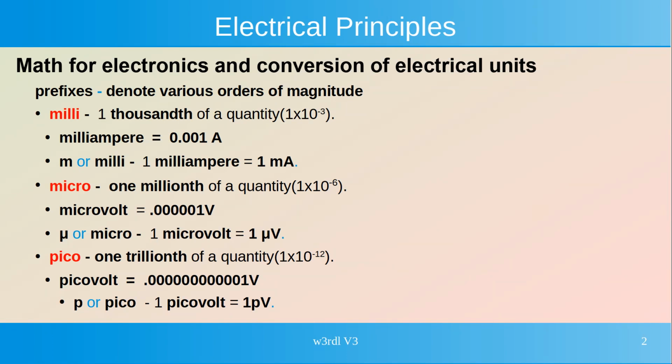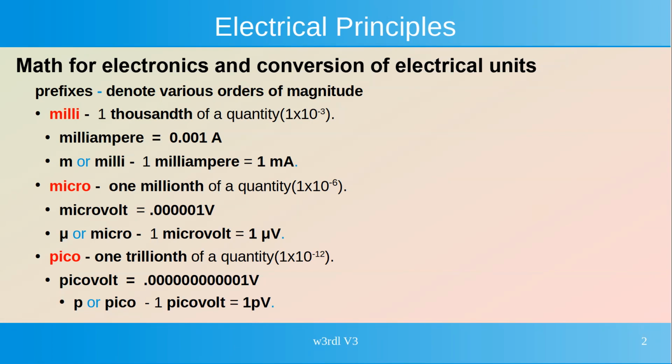A lot of times we don't deal with amperes as much as we do milliamperes and microamperes. So a milliampere is 1,000th or 0.001 amps. Or if we represent it in scientific notation, it's 1 × 10⁻³. Is everybody familiar with scientific notation? Yes. So all we have to do is add and subtract exponents in order to multiply and divide.